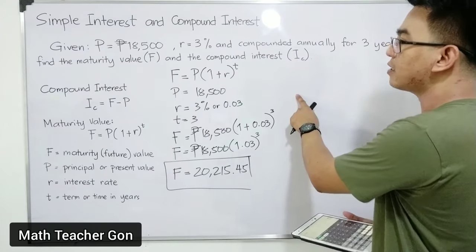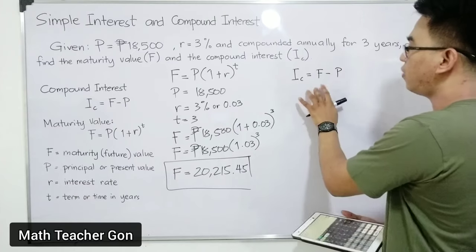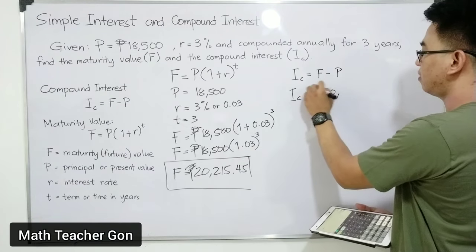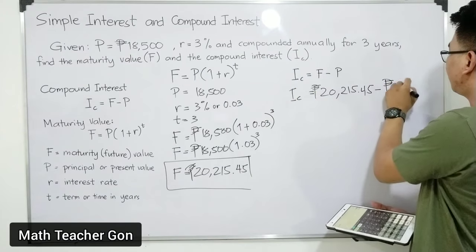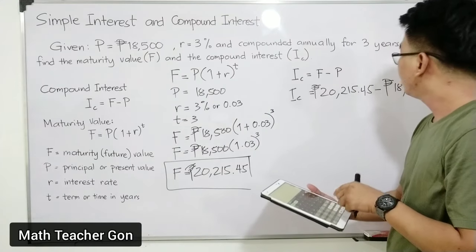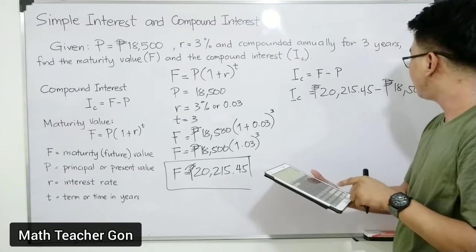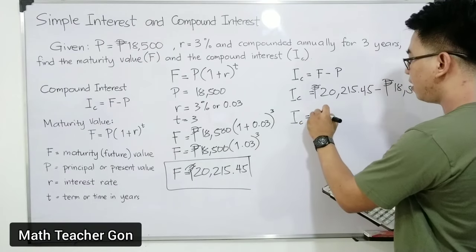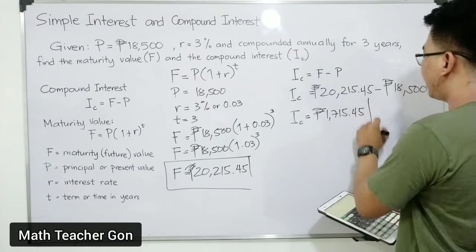And then let's go with the compound interest. Simple lang yung problem natin. To solve for the compound interest, you need to use I sub C is equal to F minus P. So what you will do is to copy the value here. You have 20,215.45 pesos minus your principal, which is 18,500. Mag-calculator na rin kayo dito, guys. So what you will do here, eto. We have 20,215.45 minus your principal, which is 18,500. So magiging sagot natin ngayon, the compounded interest is simply 1,715.45. Ito na yung mismong sagot natin for the whole problem.